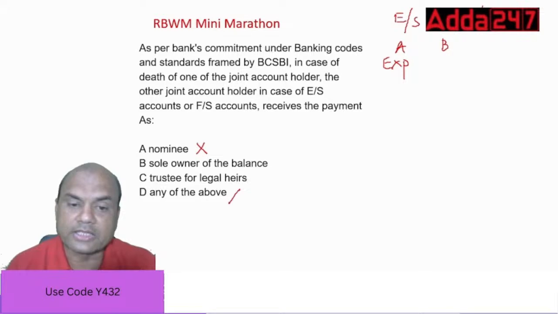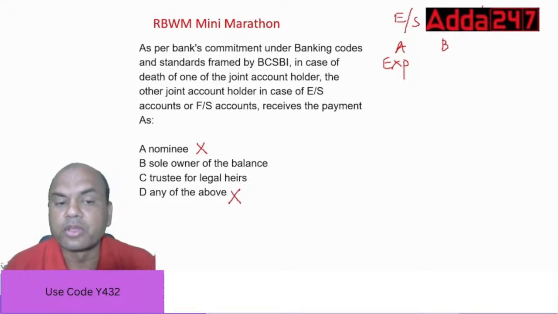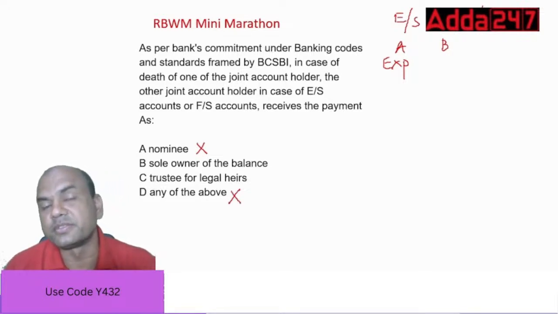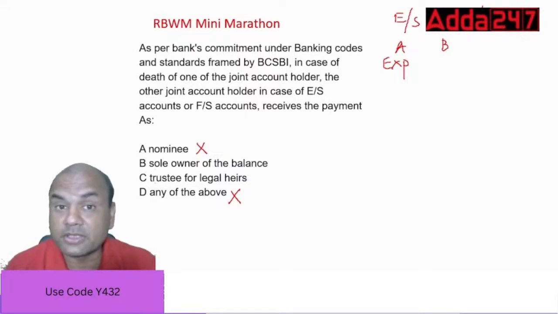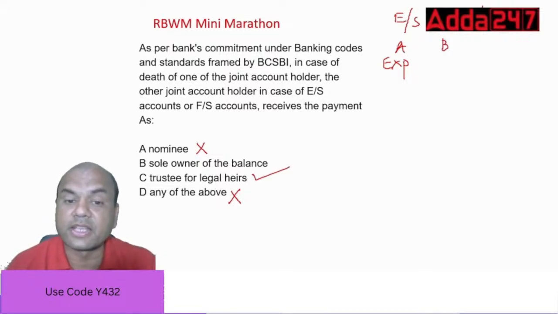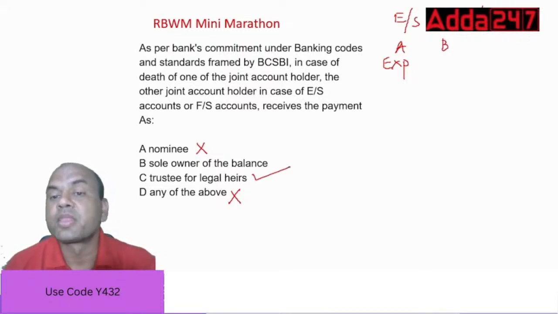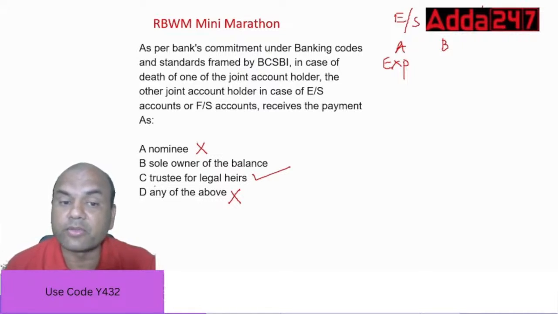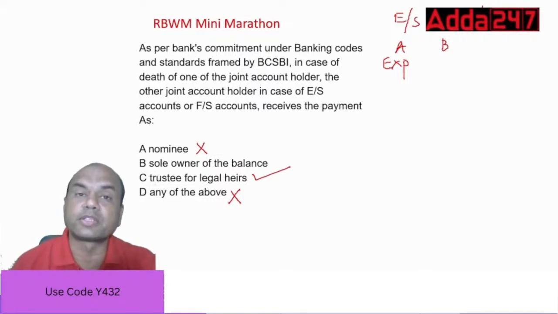I'll just give you the hint. A and D are out. So the answer is only B or C. Now give me the answer. Is it sole owner or trustee? Understand, it is trustee. Trustee of the legal heirs. B gets the amount as a trustee of the legal heirs. This is very important. B does not get the funds as the owner of this account.